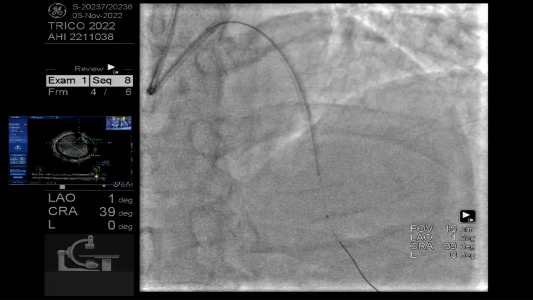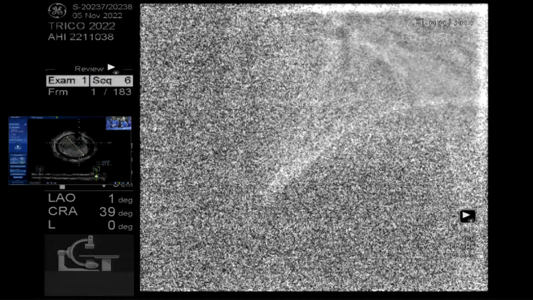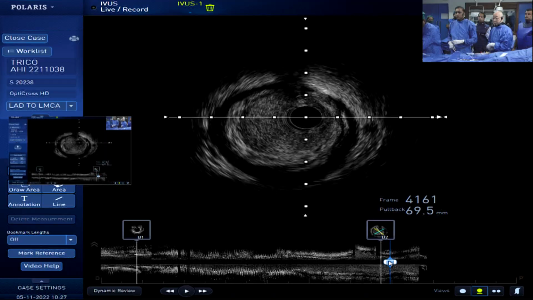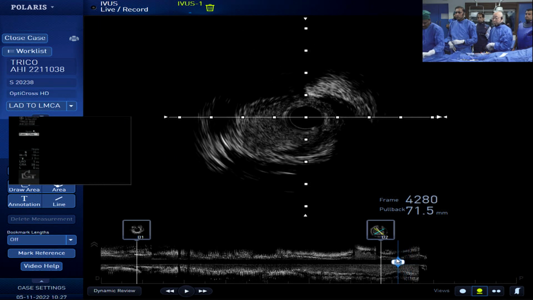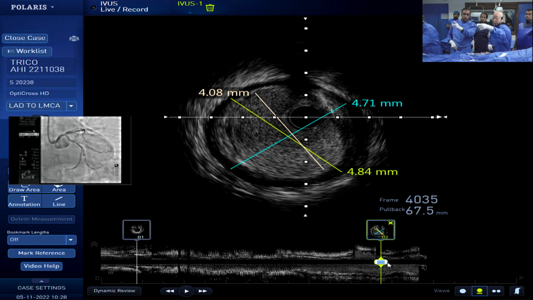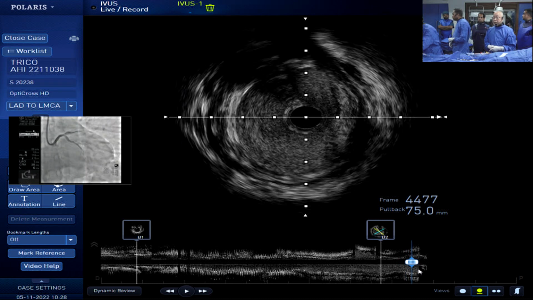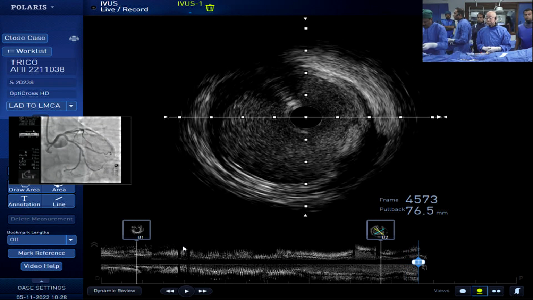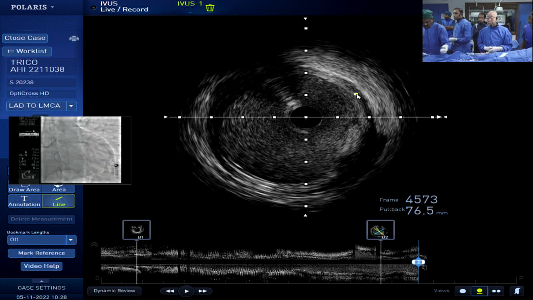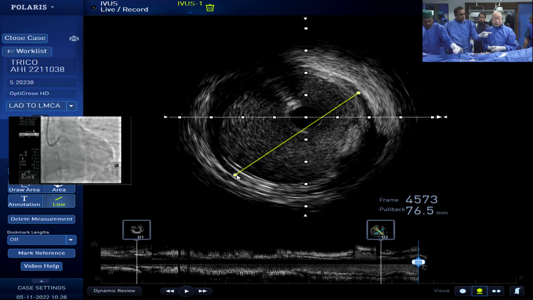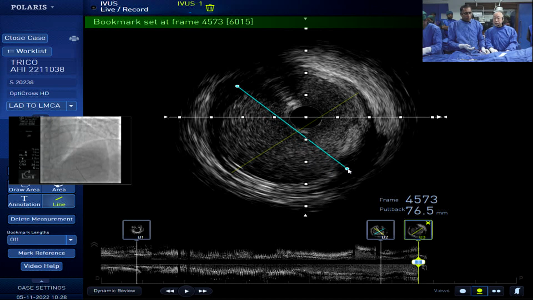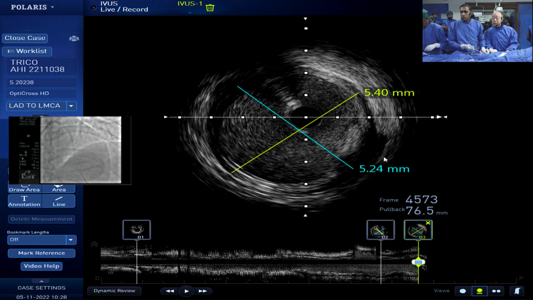Caudal view here, sir. Okay. Left main. Yeah, on this view. Yes. Left main, yes, that portion. Can you take a picture after dilatation? Right. Okay.